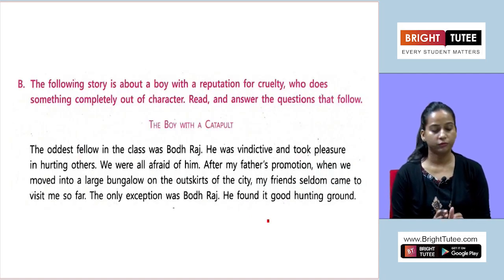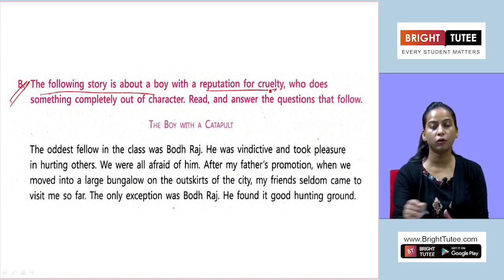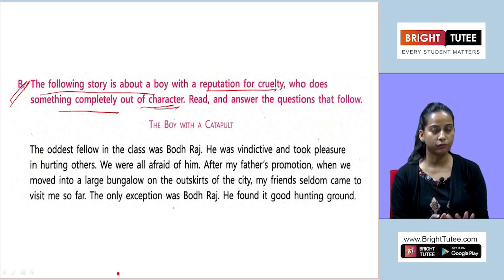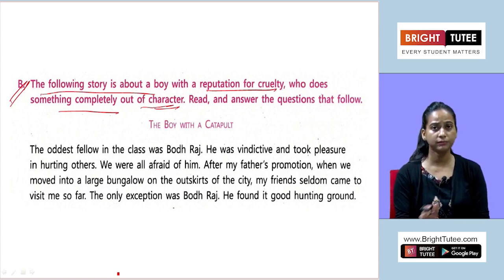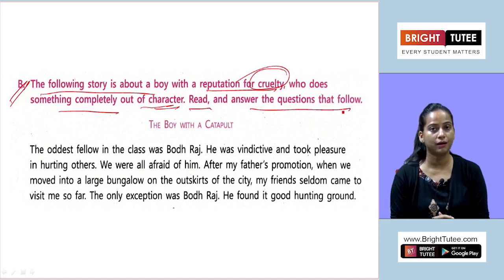Now we are going to start with the second part of this reading exercise. The following story is about a boy with a reputation of cruelty who does something completely out of character. So here we are going to talk about a story where a particular boy is the main character and he was famous for his cruelty, but something happened which was totally opposite of his character. So read and answer the questions that follow.